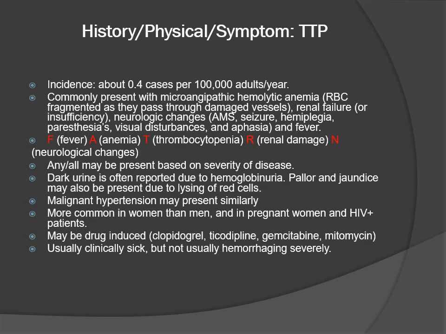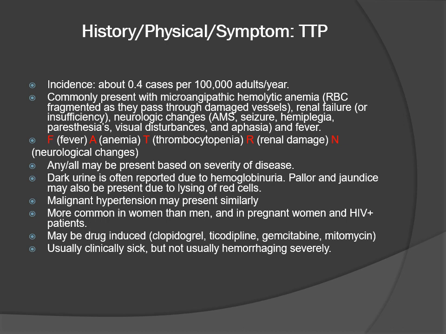And then we have the most feared coagulopathy, and that's TTP. So it's pretty rare, right? So 0.4 cases per 100,000 adults per year. I personally have only seen this once after treating thousands, tens of thousands, of patients in the ICU over the years.